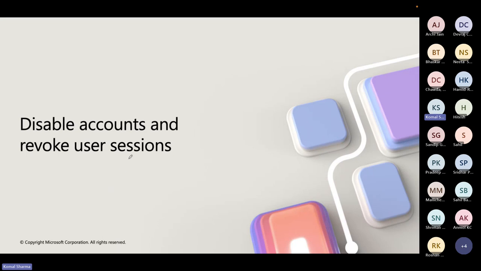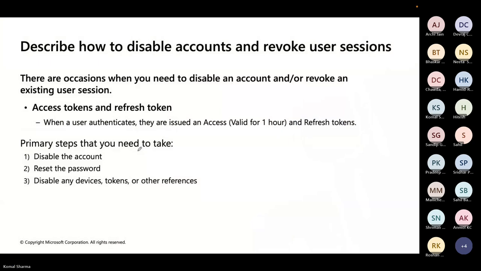Now let's understand how we can disable an account and revoke a user session. To mitigate the risk, you need to understand how these tokens work. There are many kinds of tokens that fall into one of the patterns mentioned there, like access token and refresh token. When a user authenticates to Entra ID, these authentication policies are evaluated to determine whether the user can be granted access to a specific resource or not.